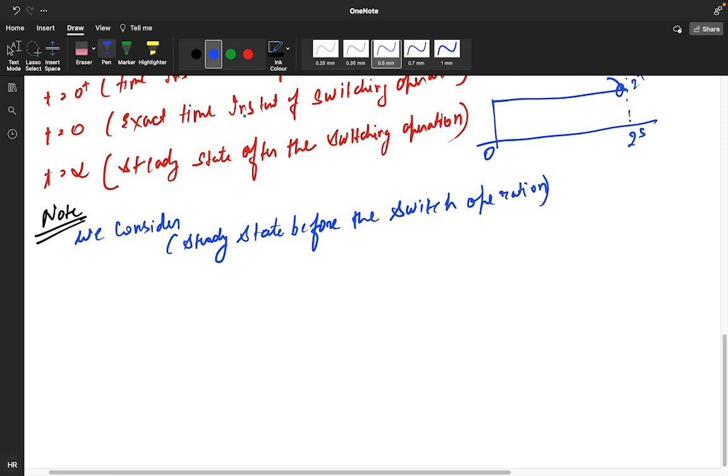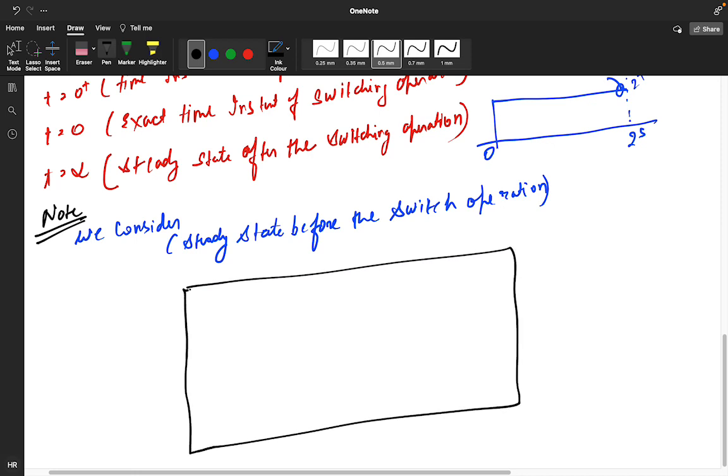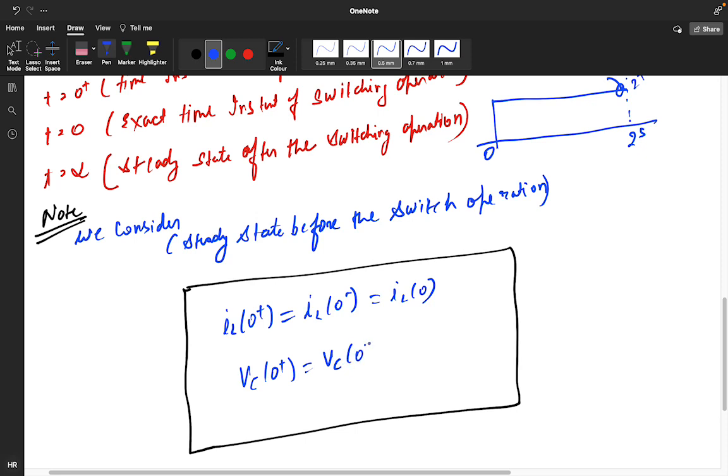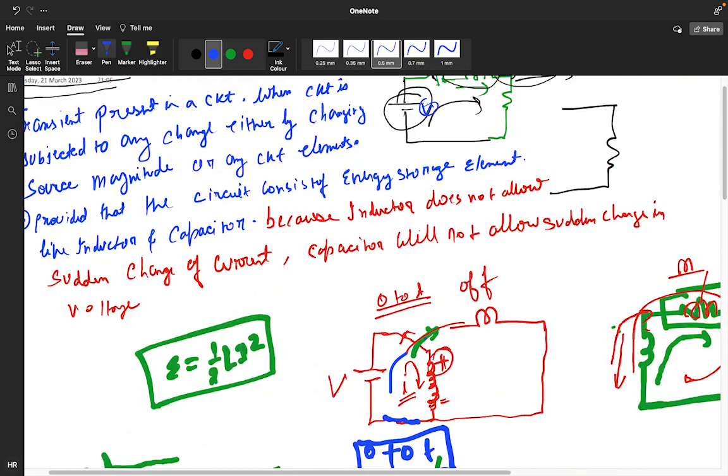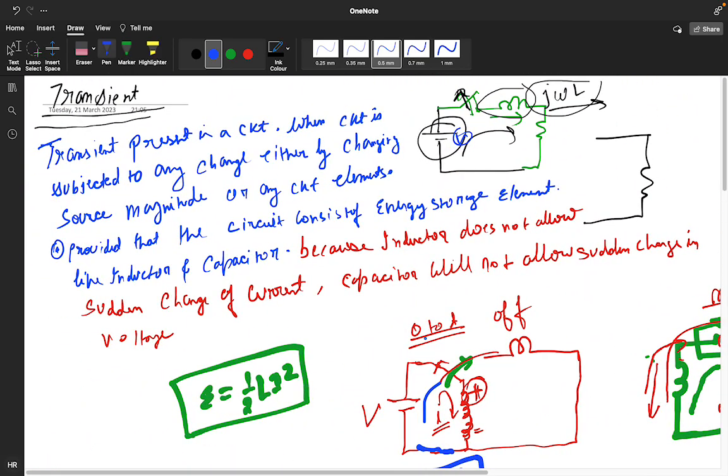And make one box. This is a very important part of this chapter. Write it down in this box. Your IL of 0 plus will be equal to IL of 0 minus, which will be equal to IL of 0. And what about VC? VC of 0 plus will be equal to VC of 0 minus, which will be equal to VC of 0. Okay, so this is the basic part of the transient. This is what I gave you as the crux, a very basic part of the transient.